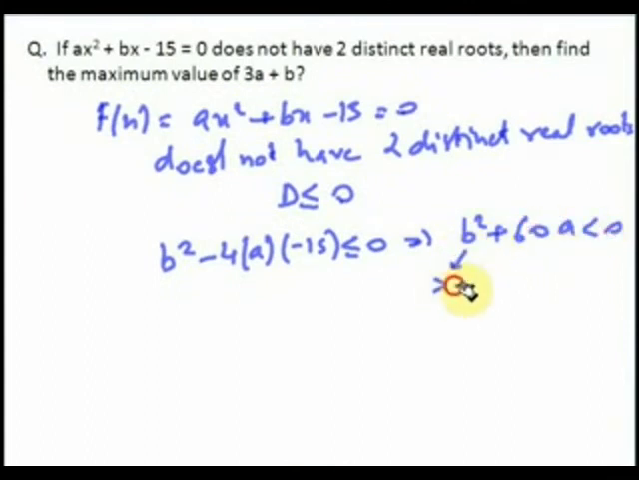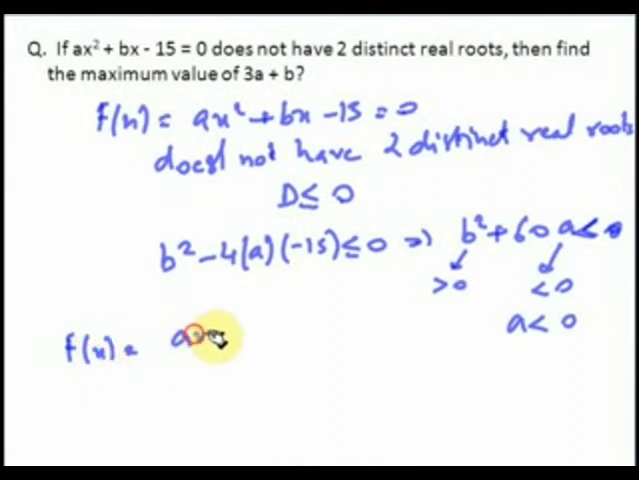B square is always positive, so a has to be less than 0. This term can only be negative if a is negative, because negative plus positive can be positive or negative. So this implies that a is less than 0, and we have to find the maximum value of 3a plus b.